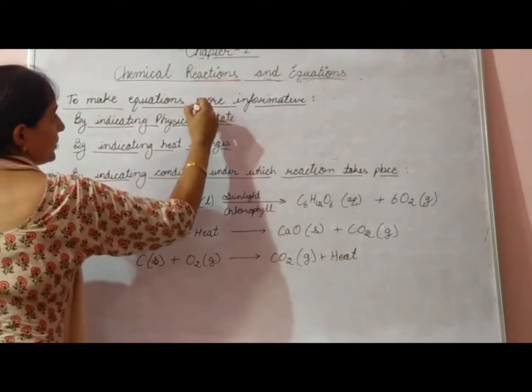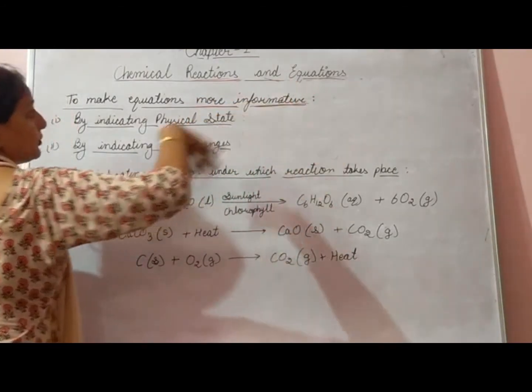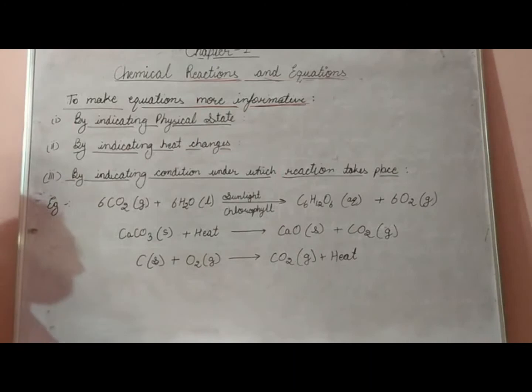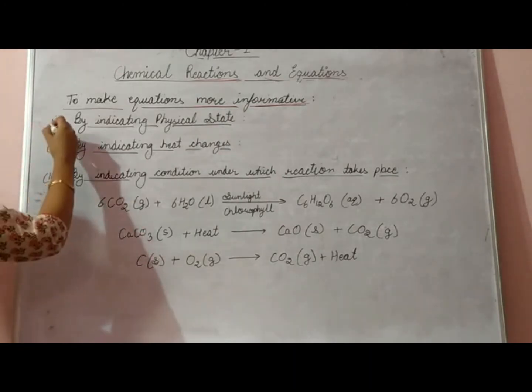Now we have studied how we can represent an equation. Now there are a number of methods with the help of which we can make equations more informative. That means more information can be given in chemical equations. Now how can we do this? By indicating the physical state of the reactants and the products.